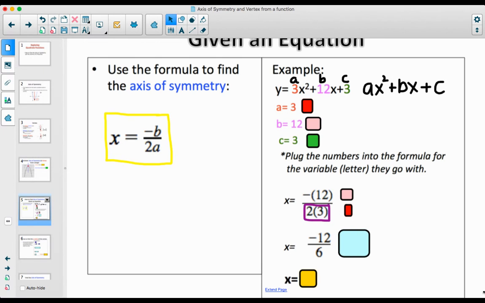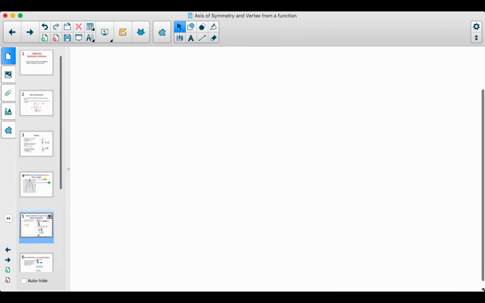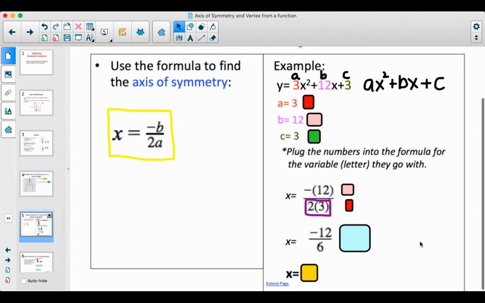Great. Let me just make my screen a little smaller. And then we just have a division problem here. We have negative 12 divided by 6 is negative 2. Perfect. So our axis of symmetry is x equals negative 2.